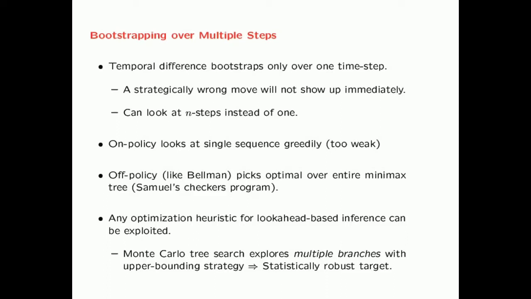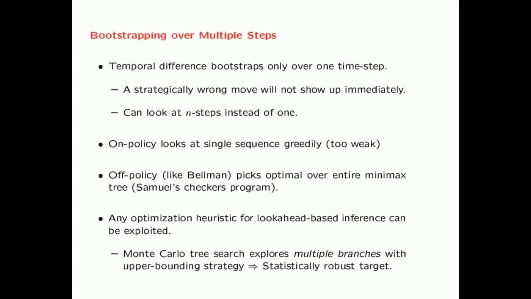And if you look at an on-policy approach, you can simulate it for n timestamps and then look at the evaluation, and using that evaluation you can perform the update. But this is a little bit weak because you're just looking at one possibility from the tree of moves. So the off-policy approach, like Bellman, can look at the entire minimax tree. That's like looking at n-ply for a chess program, looking at the best possible evaluation, the optimal play by both players, and using that for bootstrapping.